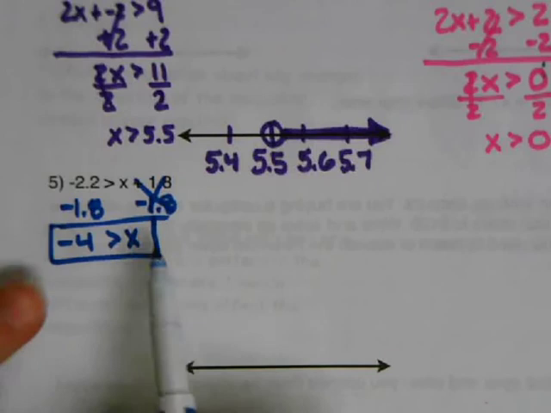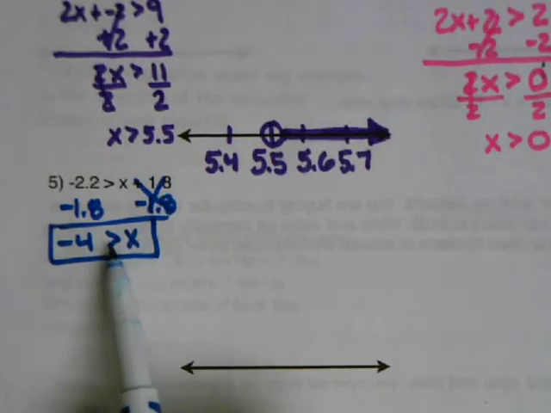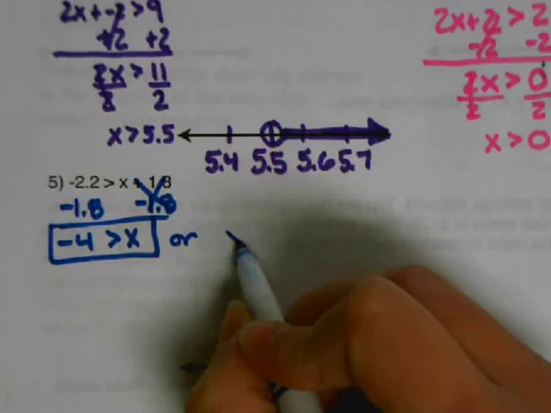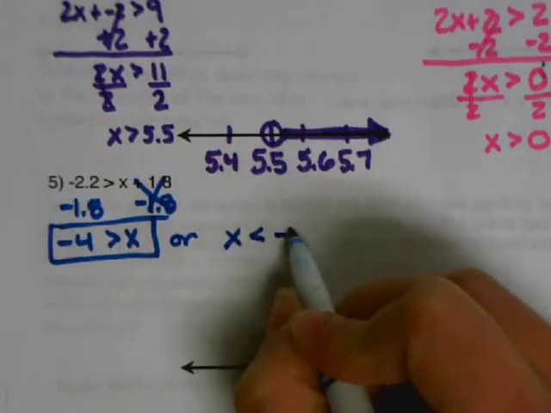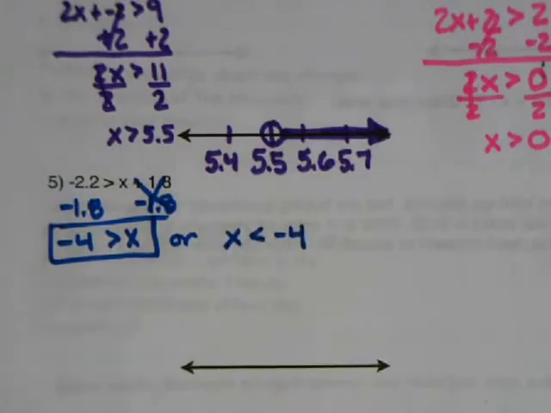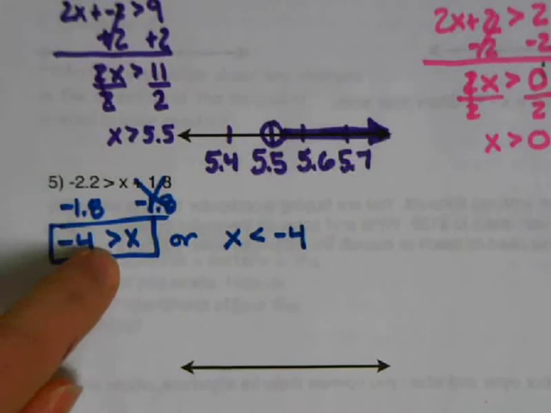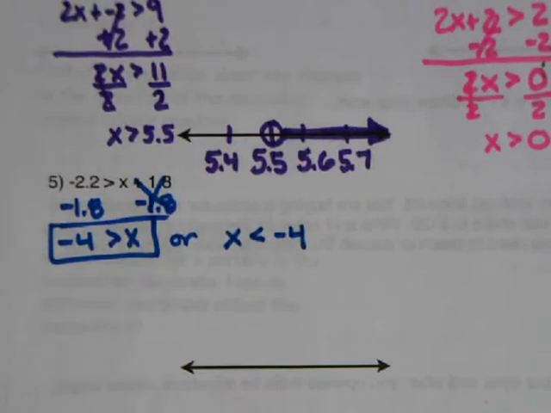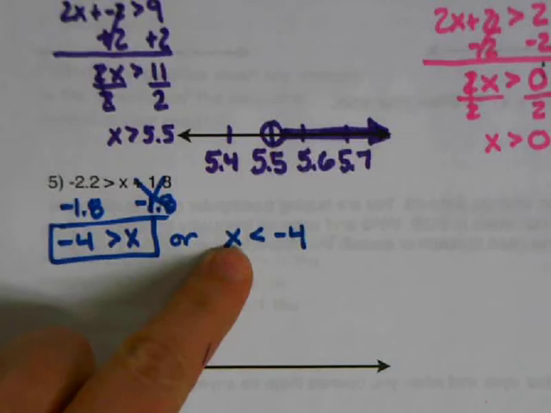So doesn't that really mean that x itself has to be less than negative 4? Could I rewrite this as x is less than negative 4? If negative 4 has to be bigger than x, x better be smaller than it, right? X better be smaller than negative 4. So sometimes it's easier to think of it that way, think of it as the x being first so that we can graph it.